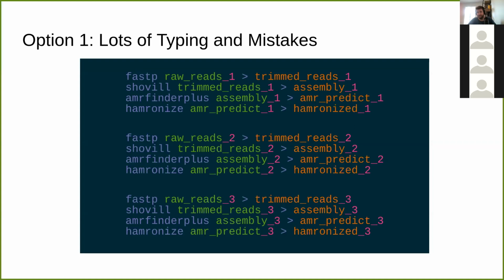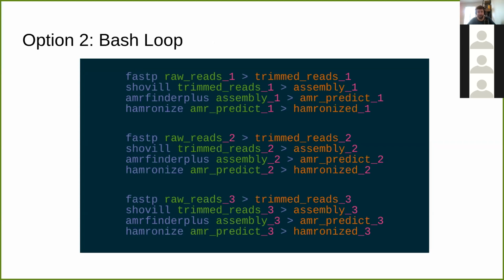But this is a lot of typing. Humans make mistakes. The more typing you do, the more likely you are to make mistakes. It's easy to miss when things don't complete, or times when you've accidentally run it on sample two twice and you've not run it on sample three, etc. So I don't recommend doing it like this. If you've got lots of samples, there are better ways.